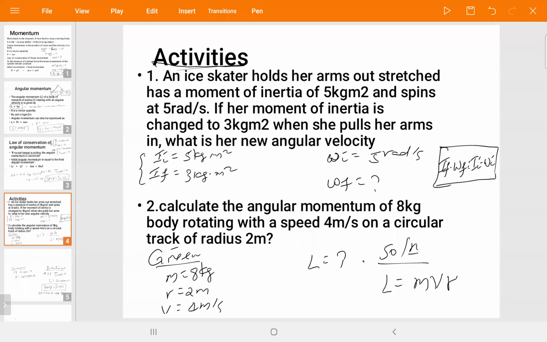Then we can substitute the values. For example, mass is 8 kg, radius is 2 meters, and v is 4 meters per second. Then when these values are multiplied, we get 16. It will be 16 kilogram meter square over second. This will be the angular momentum of a rotating object.